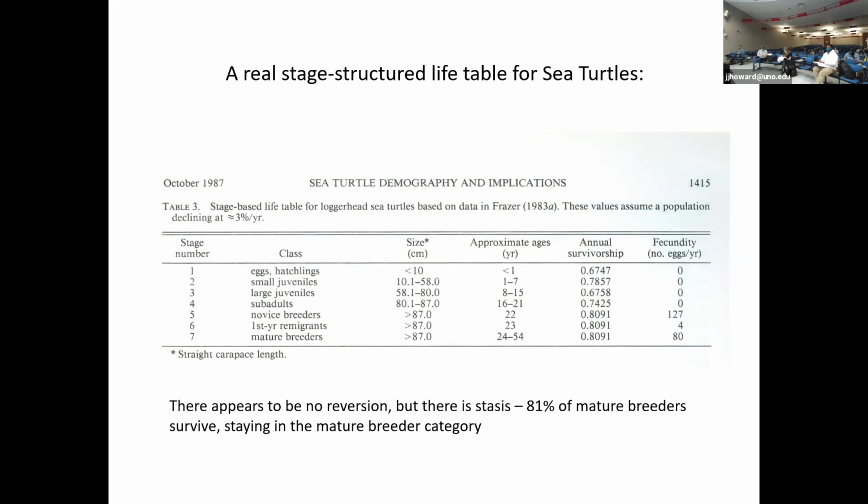The interesting thing is that when they do come back to the beach, this is their size, this is their approximate age, so somewhere around 18 or 20 years. We can calculate a survivorship for this stage. And here's the fecundity. Here's the number of eggs that they produce in their first year. It's huge. It's 127, on average.